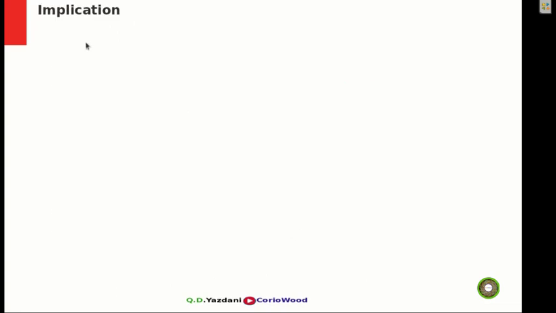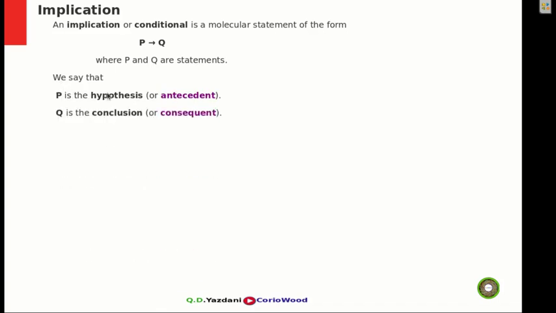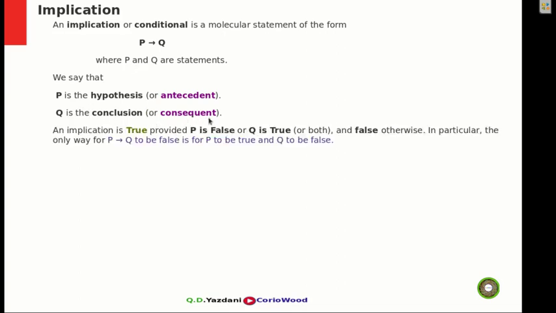Implication, as we said in the previous slide, implies. An implication, our conditional, is a molecular statement of the form P implies Q, where P and Q are statements. We say that P is the hypothesis or antecedent, Q is the conclusion or consequent. As we said in the previous slide, we look at the P. It doesn't matter if this bit is true or false, but we look at the Q. If the Q bit is false, then the whole thing becomes false because the consequent is false.